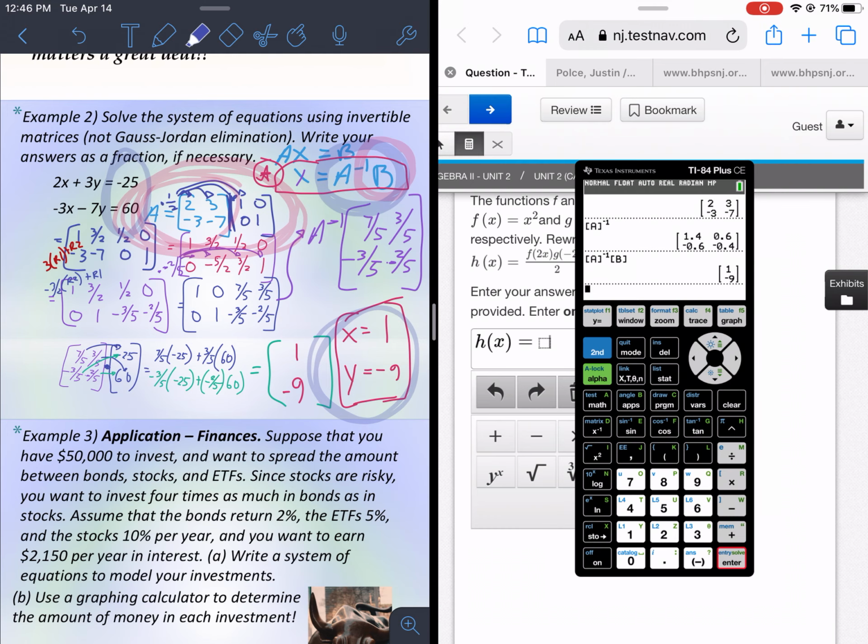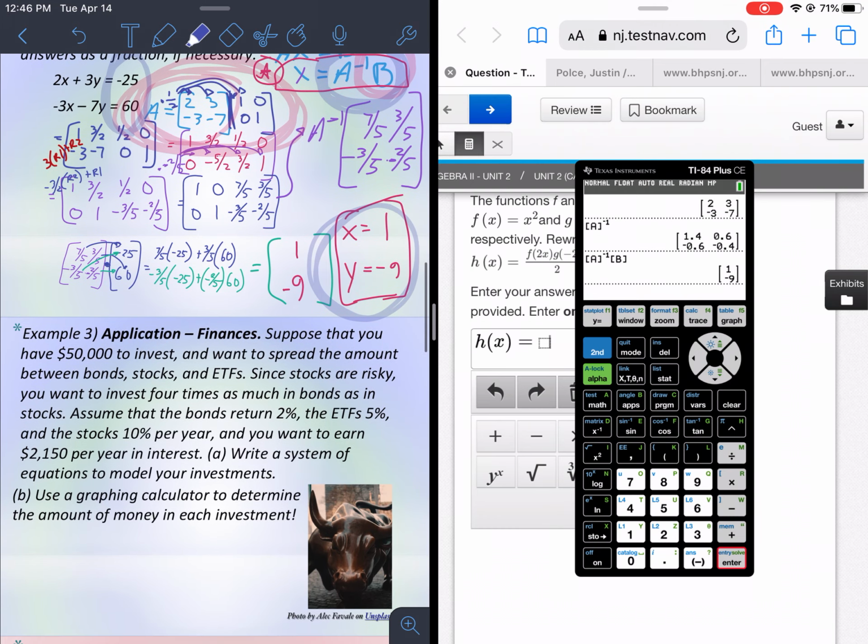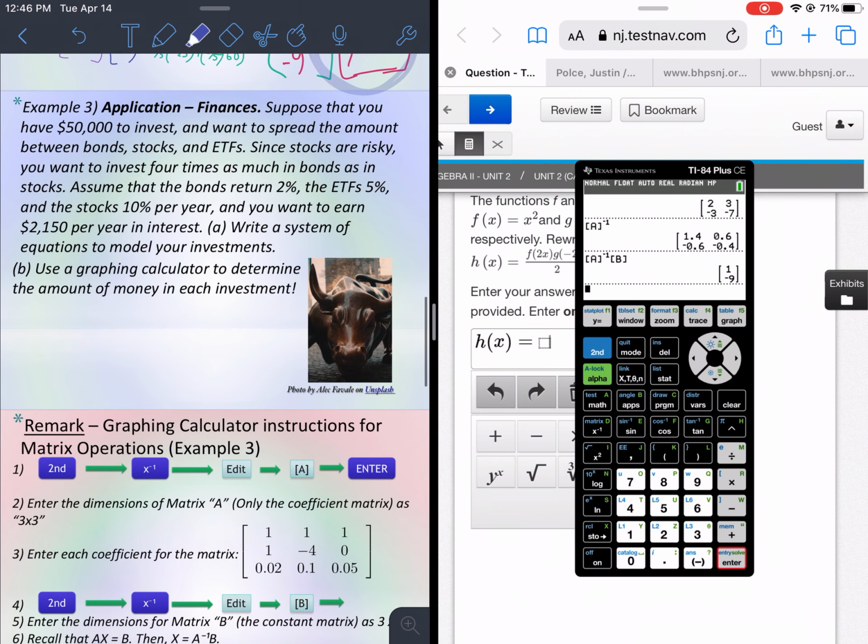There are tremendous applications of linear algebra. One of them includes finances. We want to find the optimal portfolio of a series of investments. So, suppose that you have $50,000 to invest and you want to spread the amount between bonds, stocks, and exchange-traded funds. Since stocks are a risky investment, you can make money, but you can also lose more money. You want to invest more of it in the bonds. So let's put 4 times as much money in bonds as in stocks.